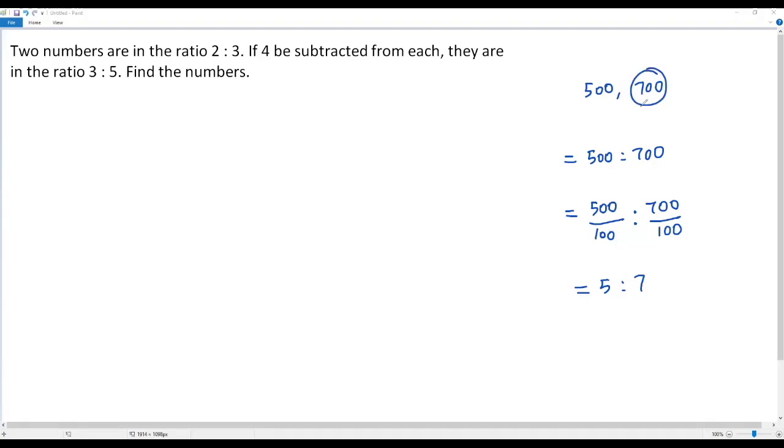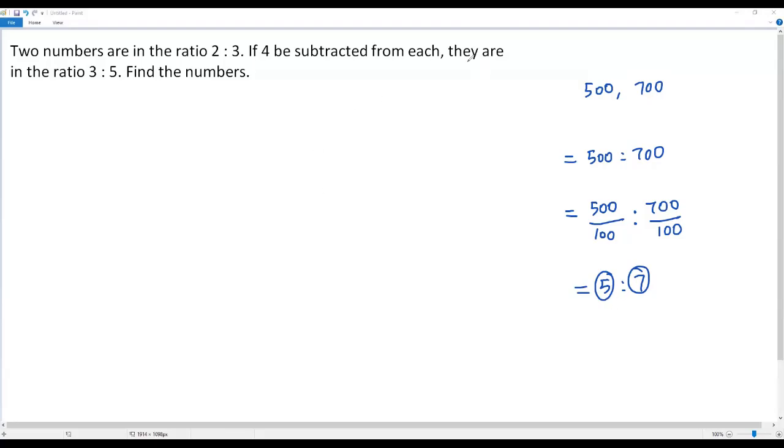So whenever I want to get the original quantities from the terms of the ratio, I have to multiply both the terms of the ratio by the same non-zero number. That is, by whatever number I multiply the first term, I have to multiply the second term by the same number to get the original quantities. In this example, we multiply both the terms by 100, but it's not the same for every example. In some other problem, you may have to multiply by some number other than 100.